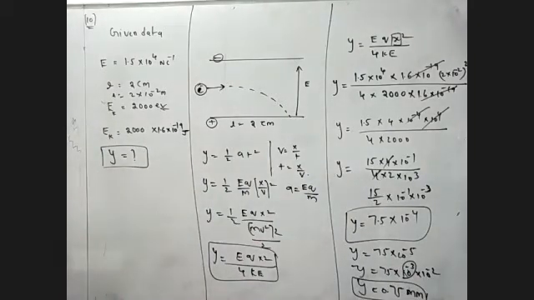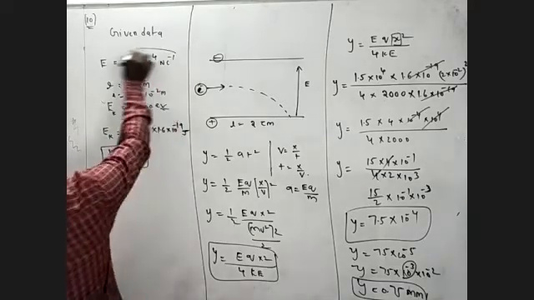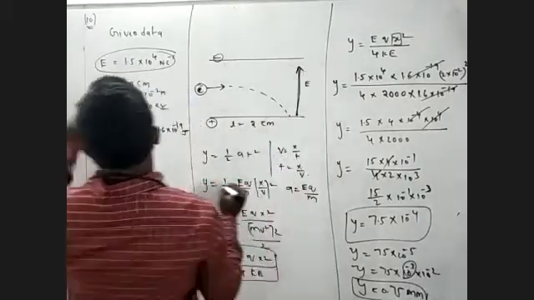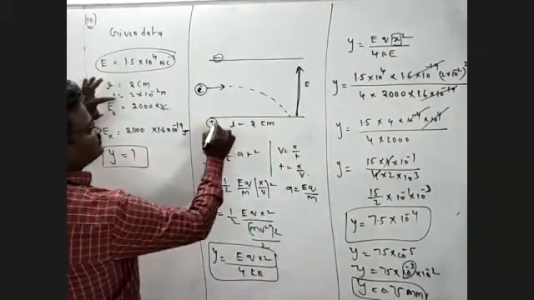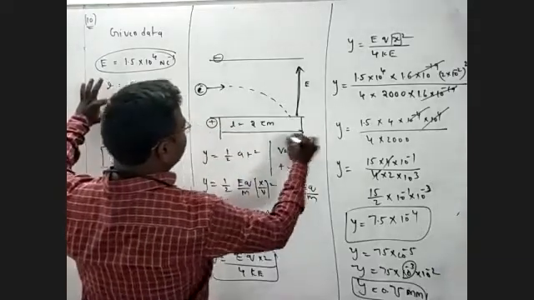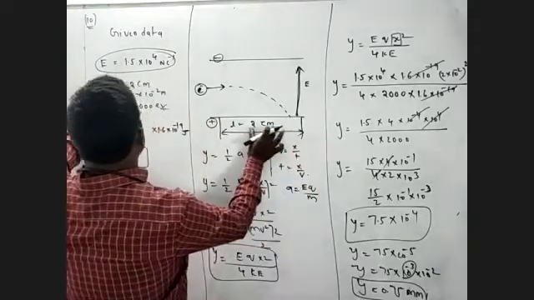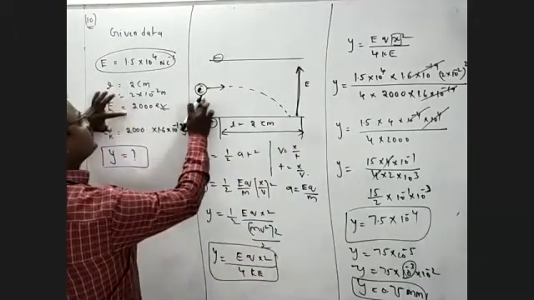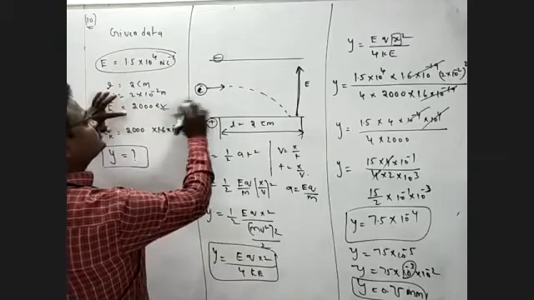This is what is given. This is the electric field, and this is the direction of the electric field. Next, this is the length of the plate, from here to here, and the length of the plate is 2 centimeters. This is the kinetic energy of the electron. So what is the deviation?